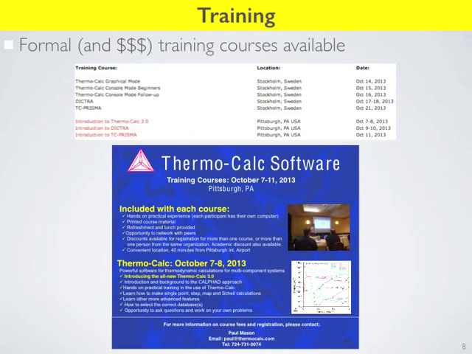There are also training sessions for ThermoCalc, so if you're really excited about ThermoCalc and you want to become a ThermoCalc guru, you can go to one of these training sessions. This is from, I think, the 2013 one that was in Pittsburgh, and they're offered every year. So if you can convince your advisor to pay for you to fly somewhere and take a training course, these are available. They will really allow you to access all the advanced features of ThermoCalc and get some good practice in understanding how to run the software at a much higher level than what we're going to do.